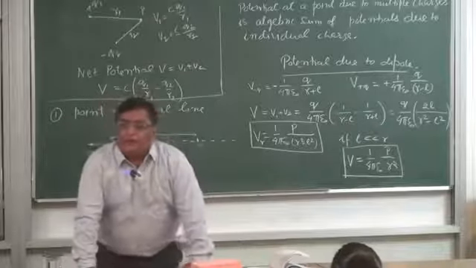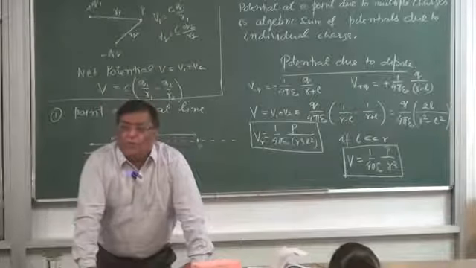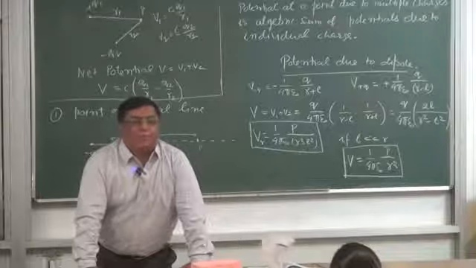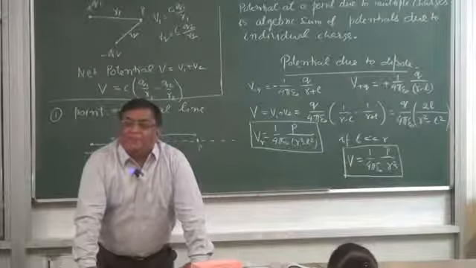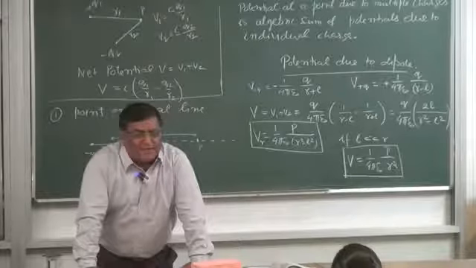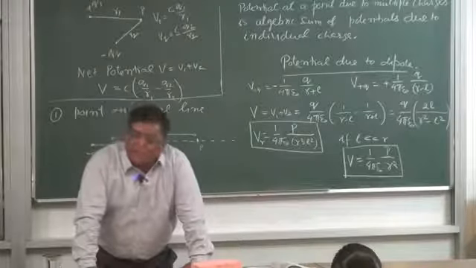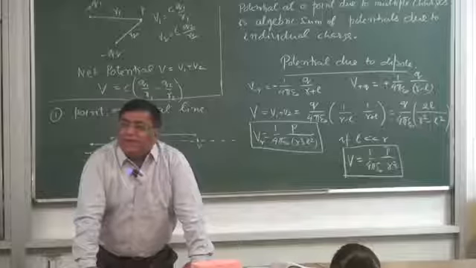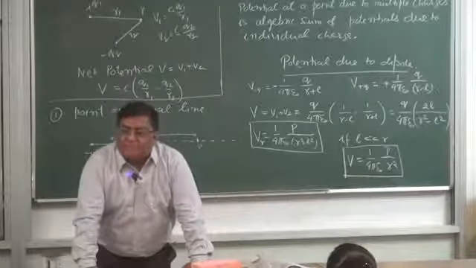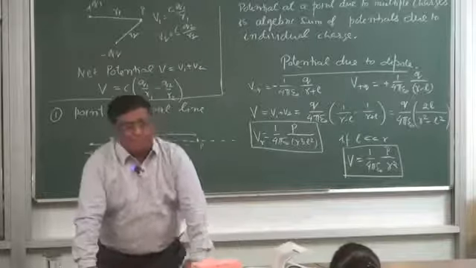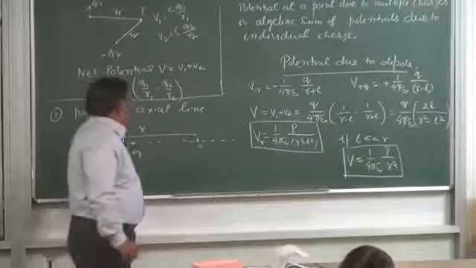Which becomes weak faster? How do you know? Because it is proportional to 1 upon r square. If the distance is made 3 times, then for a point charge it will decrease 3 times, but in case of dipole it will decrease 9 times. So it depletes faster in case of dipole.